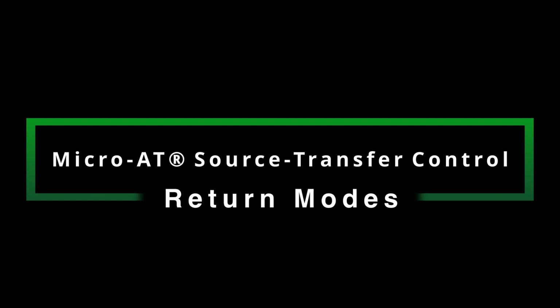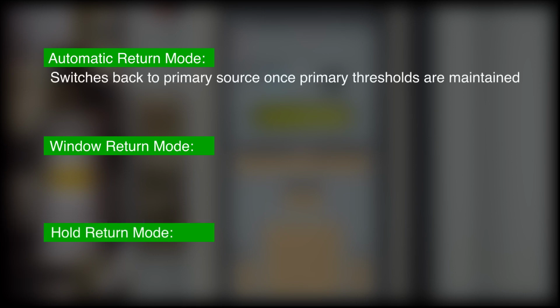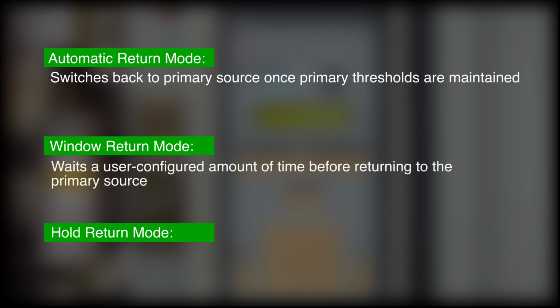The control can be configured to 3 separate return modes: automatic return, window return, and hold return. In automatic return mode, after switching to the alternative source, the control will switch back to the primary source once primary thresholds are maintained. Window return mode will wait a user-configured amount of time before returning to the primary source. Hold return mode requires the control to be manually switched back to the primary source. This setting can be found in the Configure menu.